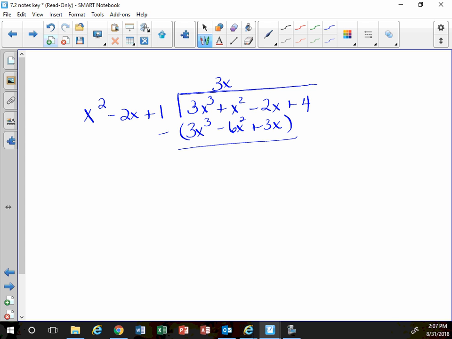Then please be careful. You must subtract everything, okay? First ones are gone. Then what is 1 minus negative 6? 7. And negative 2 minus 3. Good. And then bring down your 4. Okay? So start over. What do I take x squared times to get 7x squared? 7. 7x squared minus 14x plus 7.